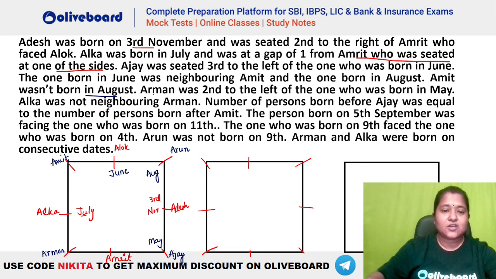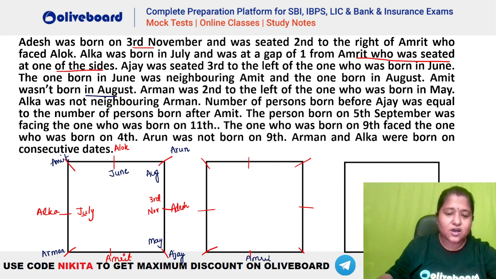Now let's look ahead. Arman was second to the left of the one born in May. That is done. Alka was not neighboring Arman, so Alka should not be a neighbor of Arman. That means this case that we have done here is not the right one. It means we have missed a case, right? So we have missed a particular case in here. Let's quickly check it out once again and see what we missed. Okay, let's try it again.